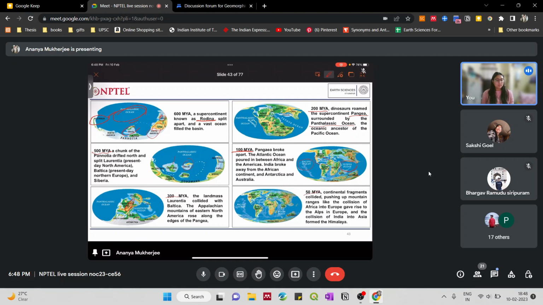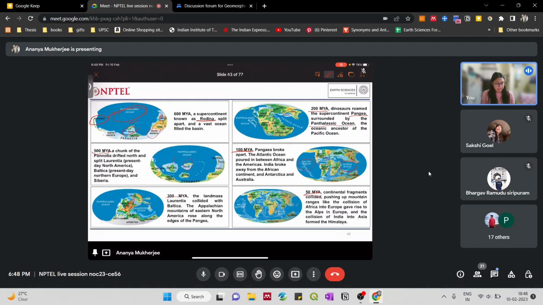Okay, 50 million years ago, again, a few of the continental fragments pushed up together, they were colliding together, and that gave rise to some of the most important mountain ranges like the Alps in Europe, and then you have the Himalaya because of the collision between the Eurasian plate and the Indian plate.